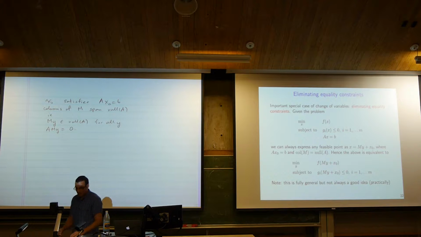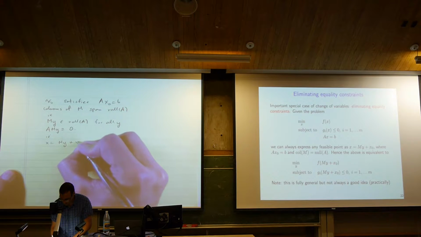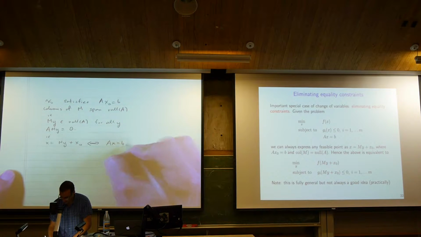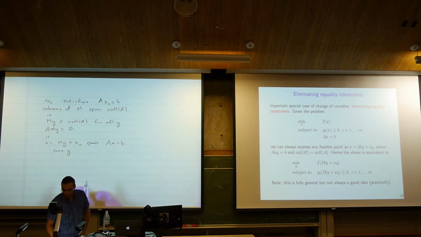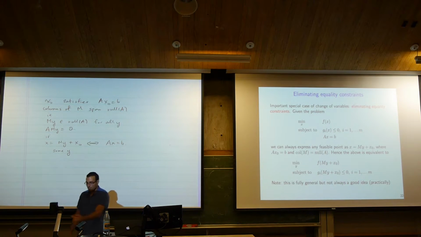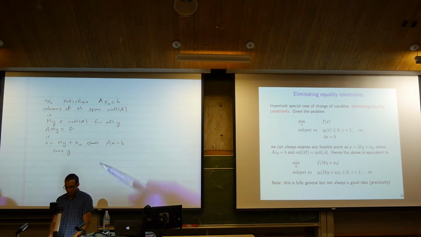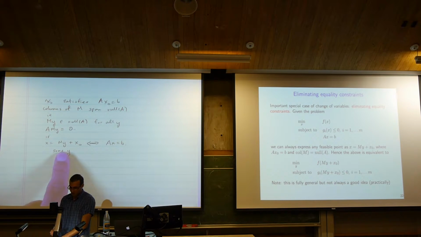So in other words, if I have any x which is equal to My plus x naught, then that is equivalent to Ax equals b. Okay, this is true for some y. That's equivalent to Ax equals b. Right? This direction, you can just see directly: multiply by A, check that A times this x equals b. If you want to ask about the other direction, well, it's because the columns of M actually span the null space of A. So we can get everything in the null space of A by taking M times y. Okay, so this direction is just invoking some basic facts from linear algebra.